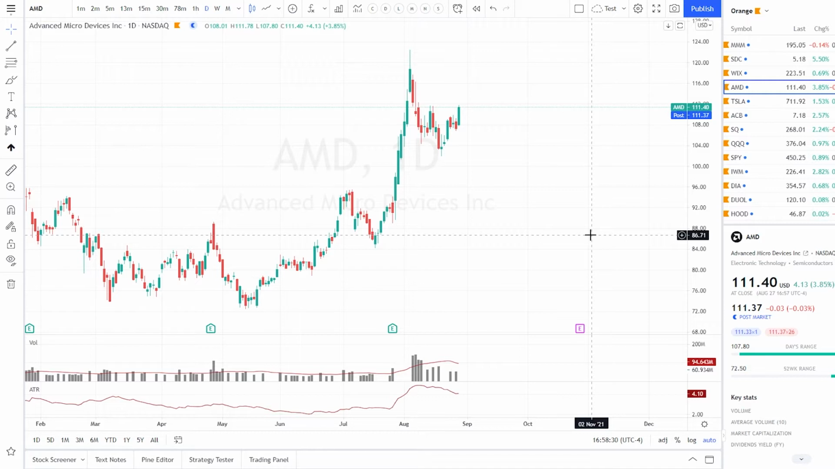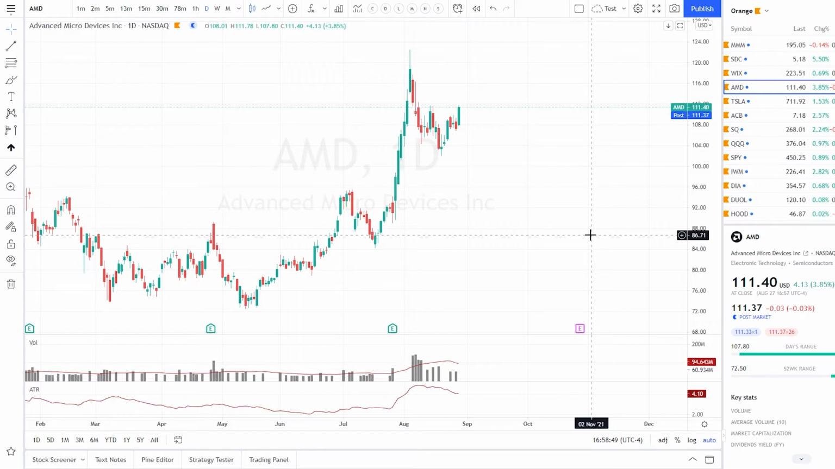Now, as much as I agree wholeheartedly that adding to a winning position is very good, it's a great position, and I'll probably do a video on how to do that later. But I do think that there's a time and a place where you can start to build positions and add to positions on the way down.